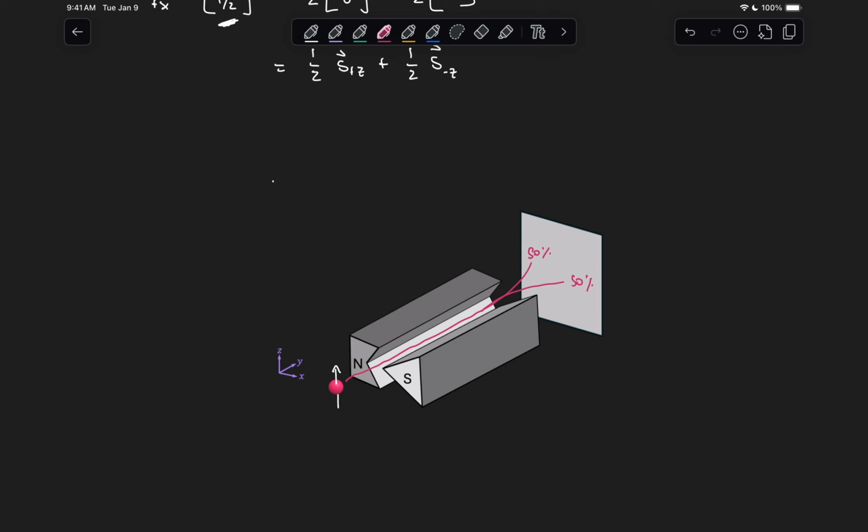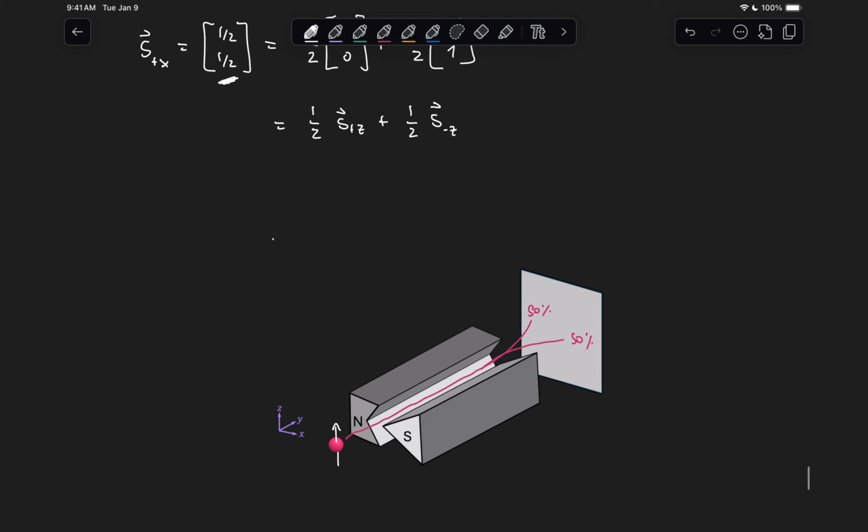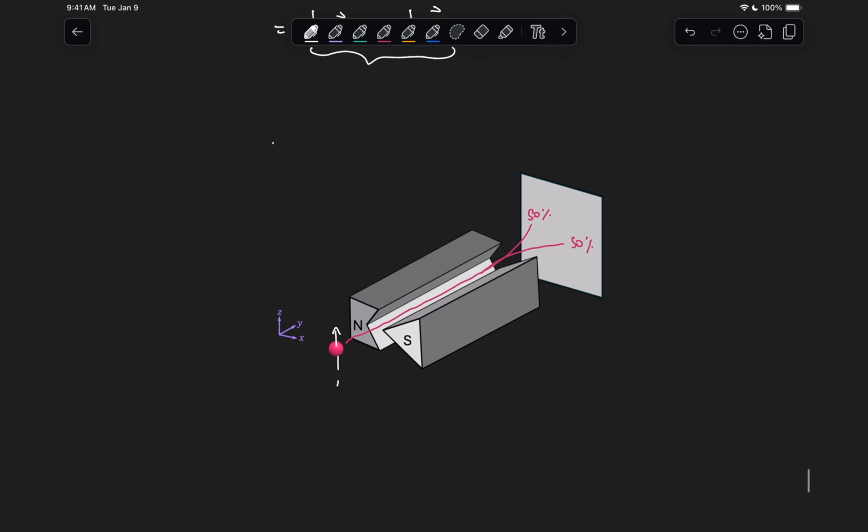Which implies that, just like we had before, where we could express the spin of an electron in the plus x direction as a sum of spins in the plus and minus z directions, we should be able to then express this spin, which is in the plus z direction, as the same type of sum of vectors in the plus x and minus x direction.